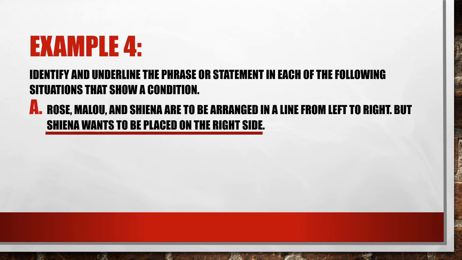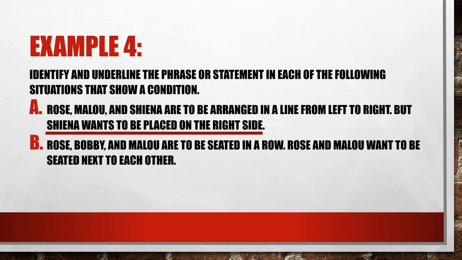Next, letter B, Rose, Bobby, and Malu are to be seated in a row. Rose and Malu want to be seated next to each other. Ayan, so madali lang ma-identify dyan kung saan yung nagpapakita ng condition. So that is, Rose and Malu want to be seated next to each other. So yan yung statement or phrase na nagpapakita ng condition.